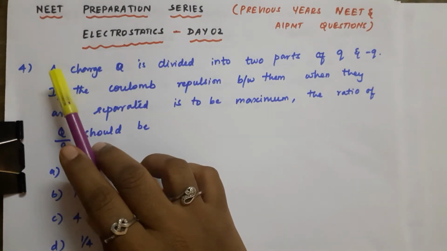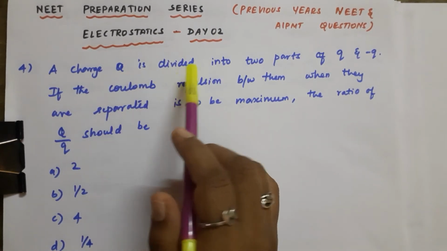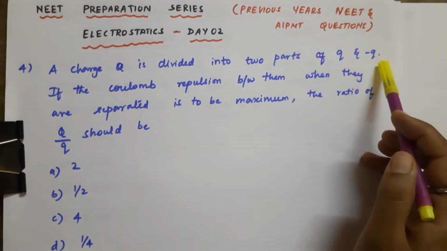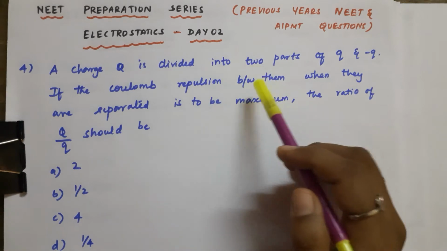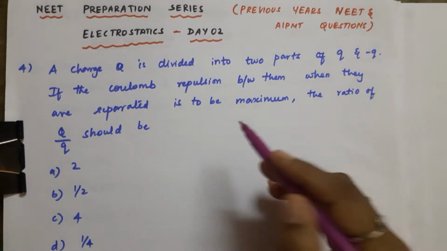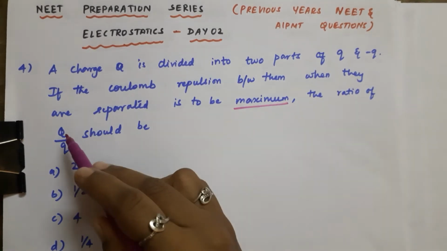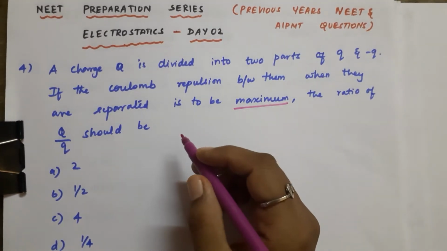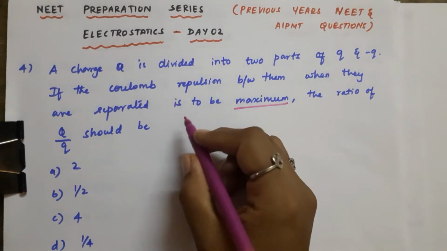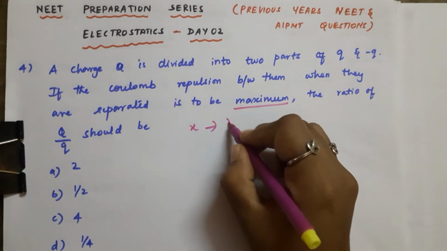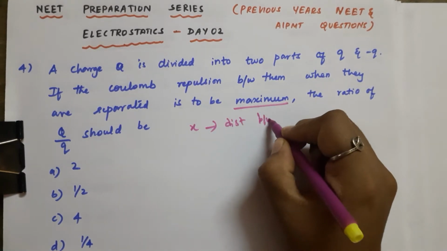First question. A charge Q is divided into two parts of q and Q minus q. If the Coulomb repulsion between them when they are separated is to be maximum, what is the ratio of Q by q should be? Okay, so we'll just consider the distance between the two charges is x. It's a distance between two charges.